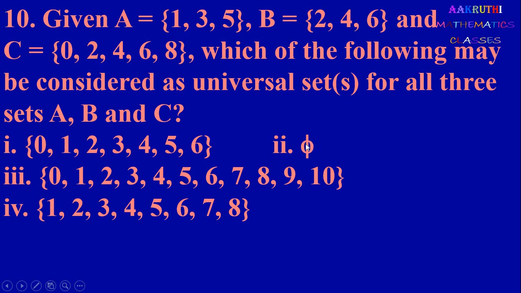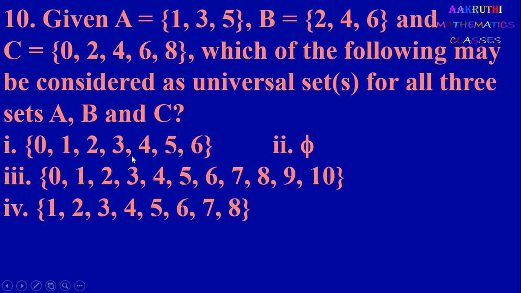Next one, empty set. Now all these elements are not present in the empty set. So therefore, the empty set is not a universal set. So therefore, the first one is not possible. The second one is also not possible. Third one. In the third one, we have 0, 1, 2, 3, 4, 5, 6, 7, 8, 9, 10. Now here we have 1, 3, 5, it is present here. 2, 4, 6, it is present here. 0, 2, 4, 6, 8, it is present here. All the elements of sets A, B, C are present in this set. This set is a universal set for all these three sets.